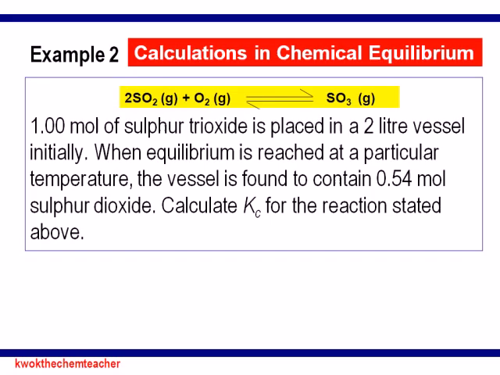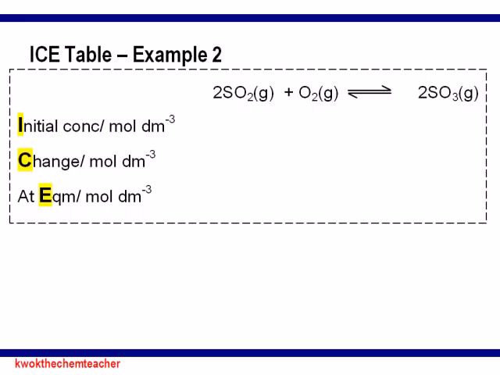When the equilibrium is reached at a particular temperature, the vessel is found to contain 0.54 moles of sulfur dioxide. Calculate the Kc for the reaction stated above. So once again, we will use the ICE table as we have seen. You could see that the equilibrium of sulfur dioxide reacting with oxygen to give you sulfur trioxide is shown as above. You would have the rows I, C and E.